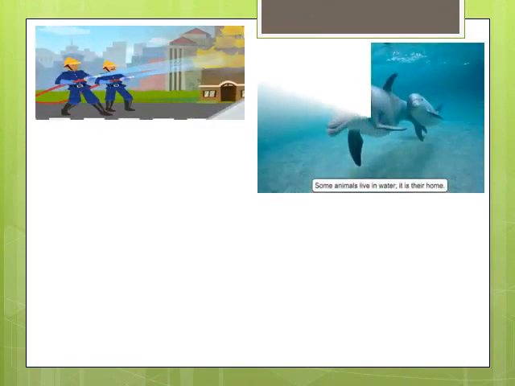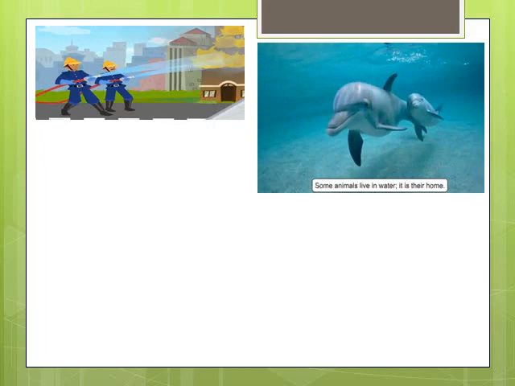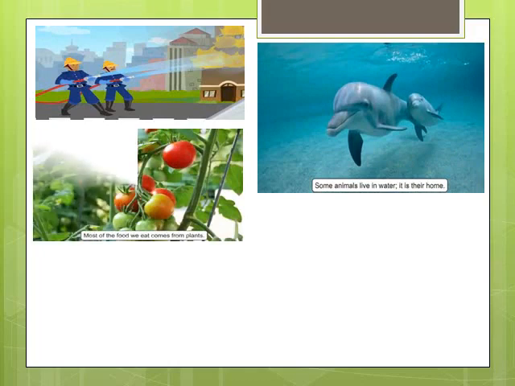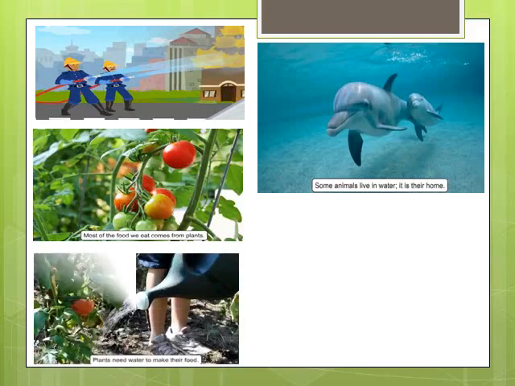Now, water is also used in fire extinguishers. Water is the home for some animals. Some animals live in water. It is their home. Water is used by plants. Most of the food we eat comes from plants. Water is a need for plants to make their food.